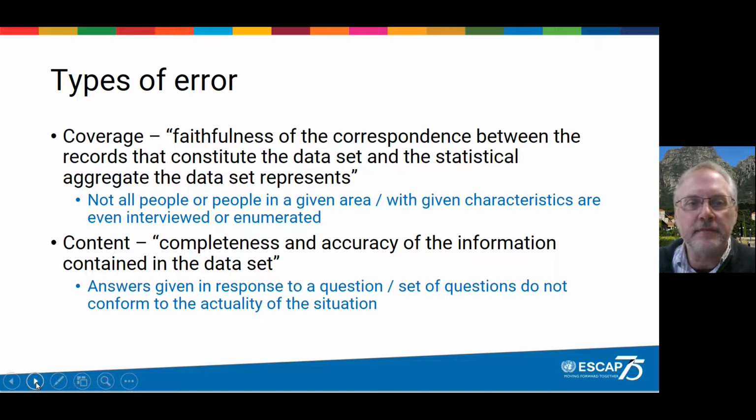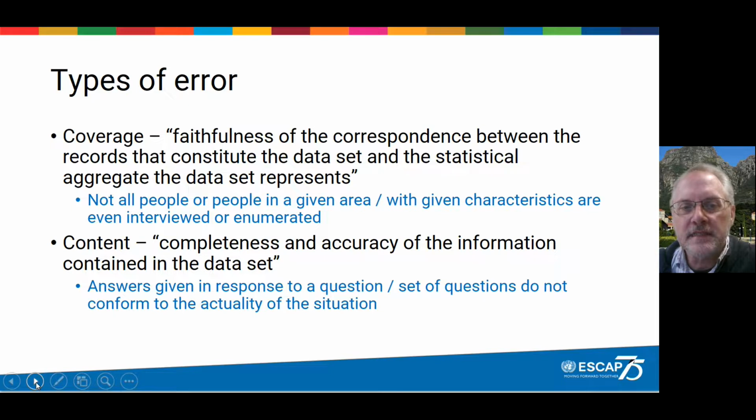And coverage error stems and arises from the fact that not all people, or people in a given area, or people with given characteristics, are even interviewed or enumerated. Hard to reach segments of the population or geographically remote areas might result in not everyone who should be being interviewed or sampled being interviewed or sampled.